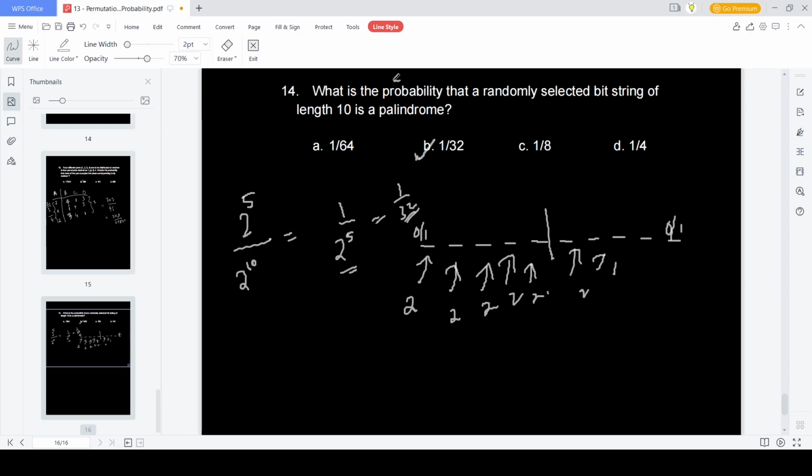Okay. So again, for a recap of this question, you fix a mirror here, only fix these 5 places. These 5 will be determined automatically. Okay, then only it will be a palindrome. Fine. So with this question, we come to the end of this topic.